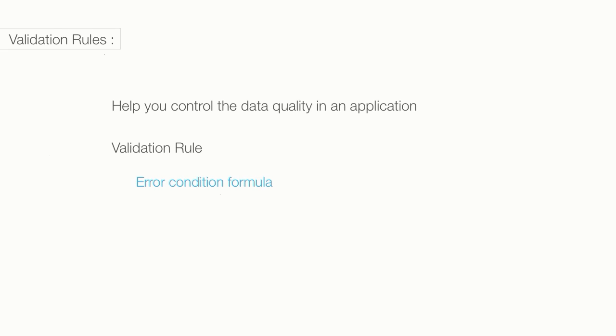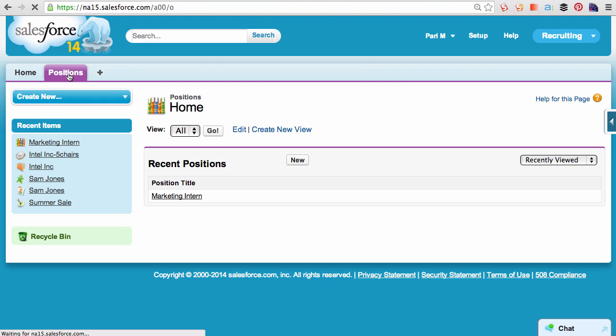Maintaining good data is essential in any business process. You can use data validations on pretty much every field to control the data quality. To build a validation rule, you need an error condition formula and an error message. Let me give you an example.